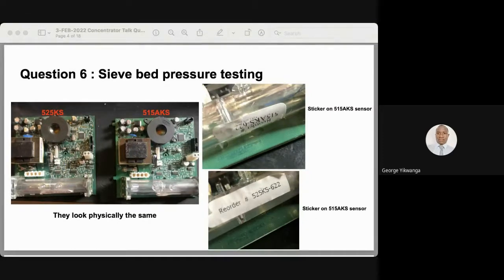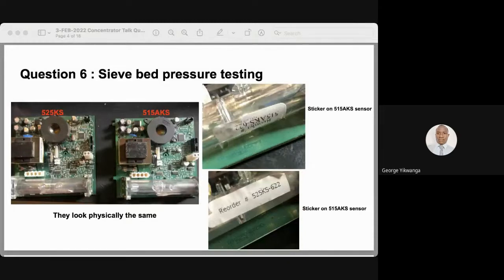They both say 515 AS-132. Even though the number has 515 in it, this doesn't mean that a particular board is meant for just 515 models. It is important to know that the sticker on the sensor has a number that corresponds to the model of the concentrator. A board designed for the 515 AKS will have a sticker on the sensor written 515 AKS. And the same for 525 KS, which will have a sticker written 525 KS.